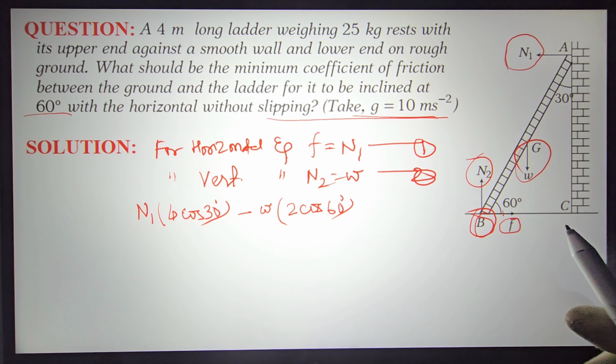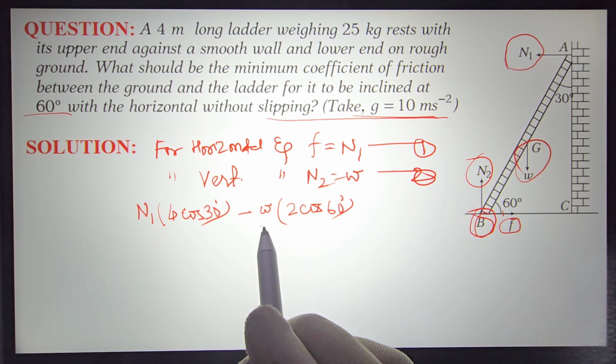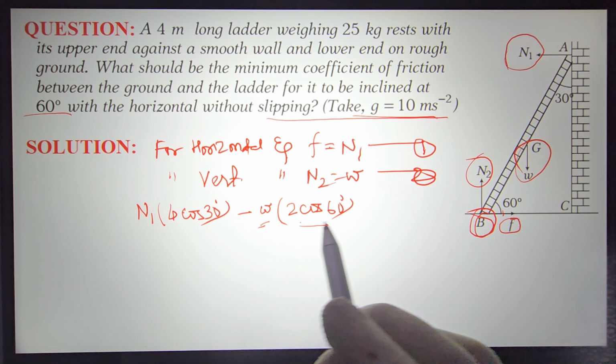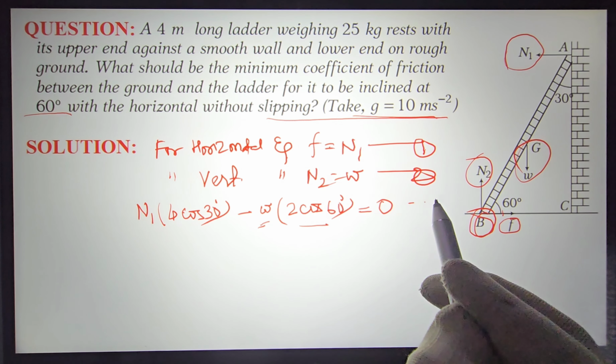I think it is correct. There is no mistake in this. N1 4 cos 30 minus W, W is the weight, and this is the component 2 cos 60, which makes it 0. Okay, so this is equation number 3.